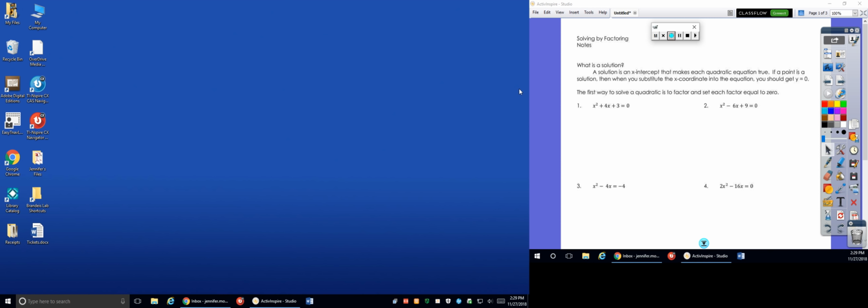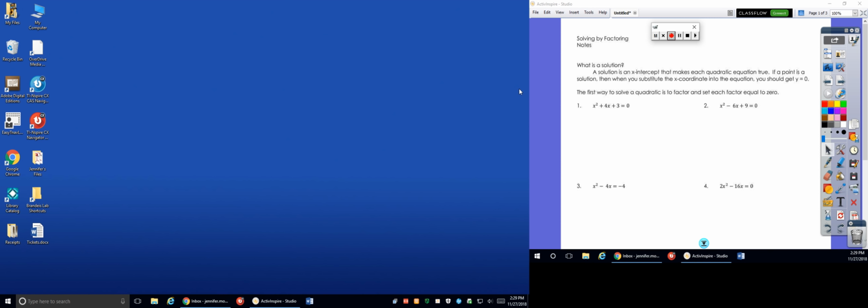Okay guys, so today we're learning how to solve a quadratic by factoring. The last 2 days we've been learning how to factor so that we can actually find solutions to these quadratics, okay? I've given you what a solution is at the top of these notes, and the first way that we have to solve a quadratic is to factor it. So we had to learn how to factor in order to find the solutions today. So that's what we're going to do.